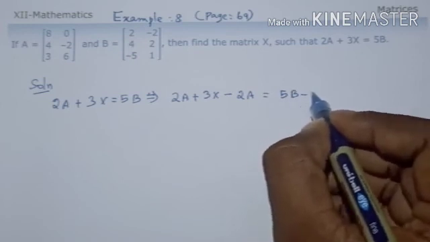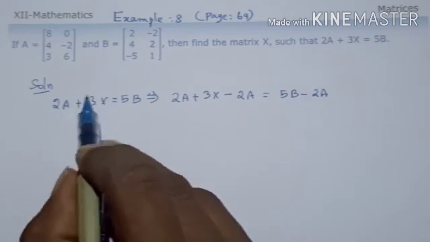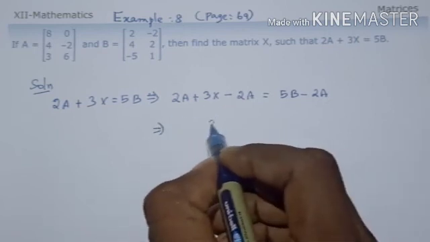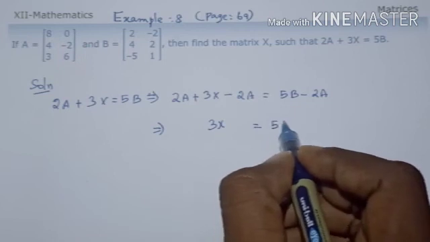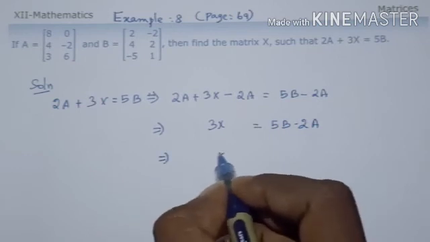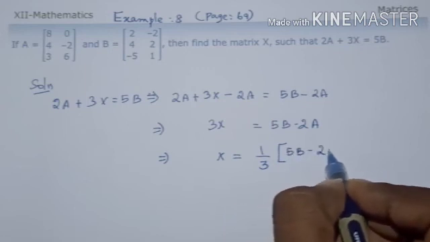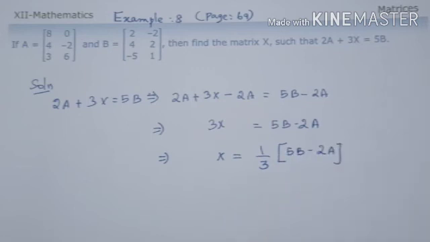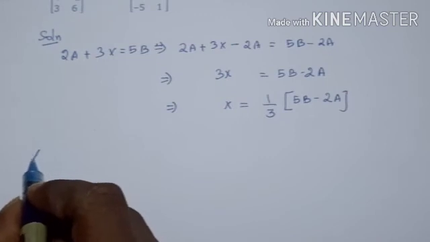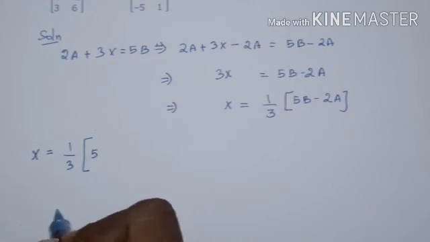Instead of taking this 2A to the right hand side, we are subtracting 2A on both the sides. So what you will get now? 5B minus 2A, because to find out X we have to eliminate whatever there is in the left hand side. For that we are subtracting 2A on both the sides. Next step, you will get 3X is equal to 5B minus 2A, which implies X is equal to 1 by 3 times 5B minus 2 times A. Now we can easily find out X. How can you find that? Now X is equal to 1 by 3 times 5 times matrix B.